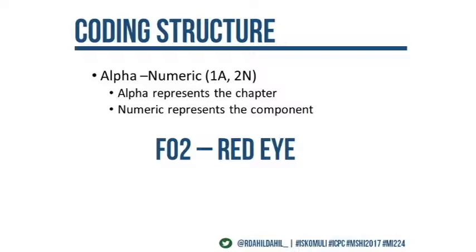For the coding structure, ICPC is alphanumeric, composed of 1 alpha that represents a chapter and 2 numeric values that represent the component. For example, F02 is the code for red eye. A great deal of attention is paid to the patient's symptoms and complaints in the first component of each chapter as the reason for encounter or the RFE, which is not captured by the ICD. Linkages of codes from the beginning of an encounter with the RFE to its conclusion is possible with the ICPC.